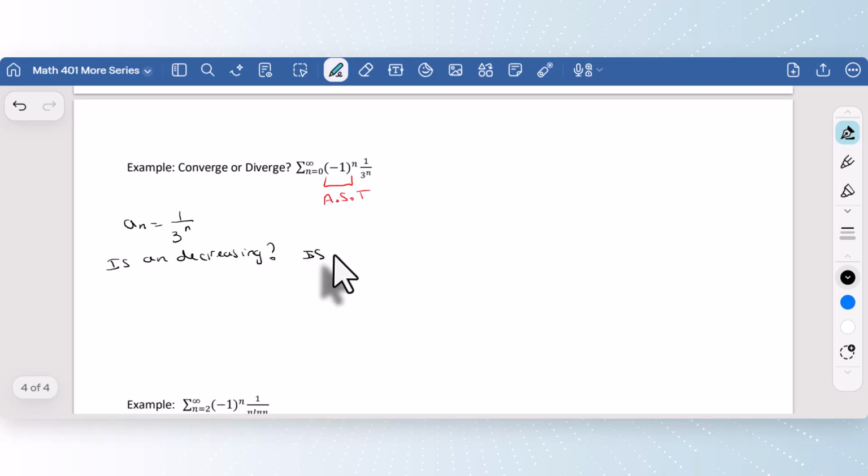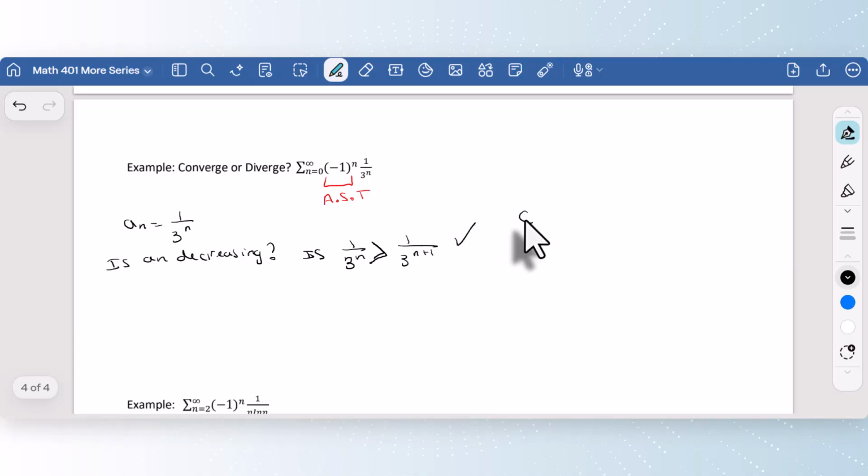Is 1 over 3 to the n bigger than 1 over 3 to the n plus 1? And again, the bigger the denominator, the smaller the fraction. So in this case, 3 to the n plus 1 is bigger, so this is going to be a smaller fraction. So that inequality is good. So that's true. It is decreasing.